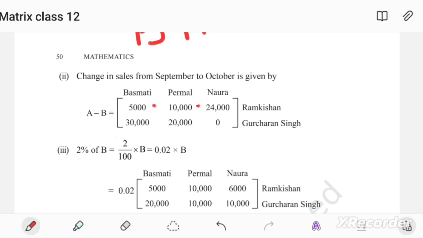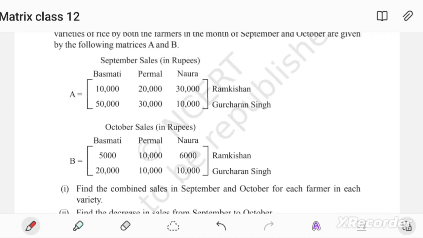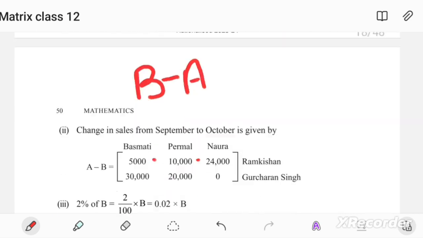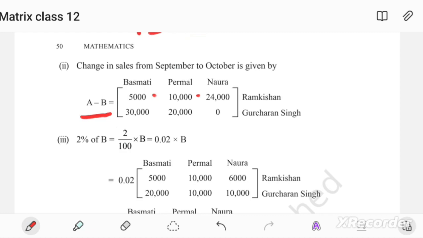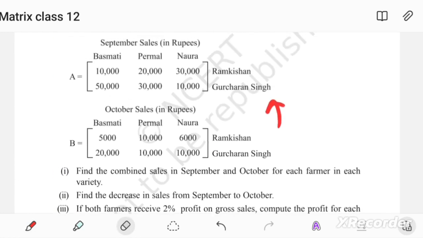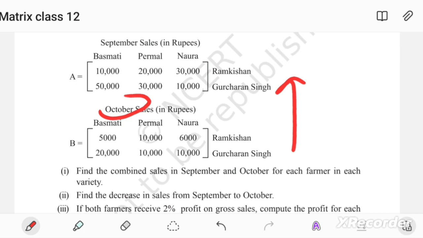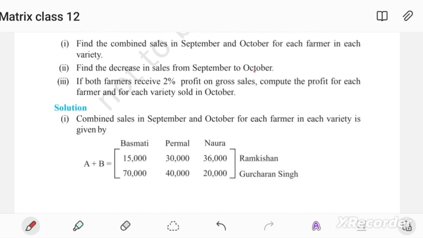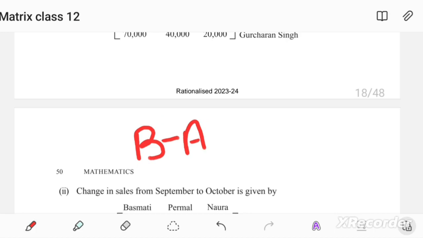What would this negative sign represent? This negative sign represents that the sales have decreased. Now the positive sign says that the sales have increased, right? The sale in September was much higher in comparison with October. In October the sale was lesser, and it was higher in September. Hope it is clear to you also.